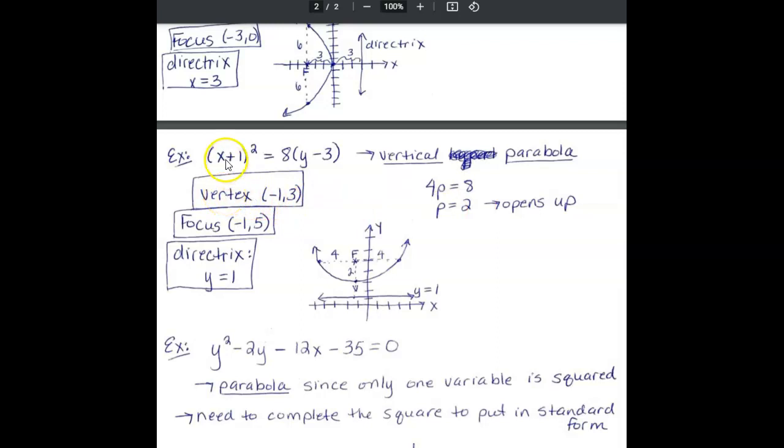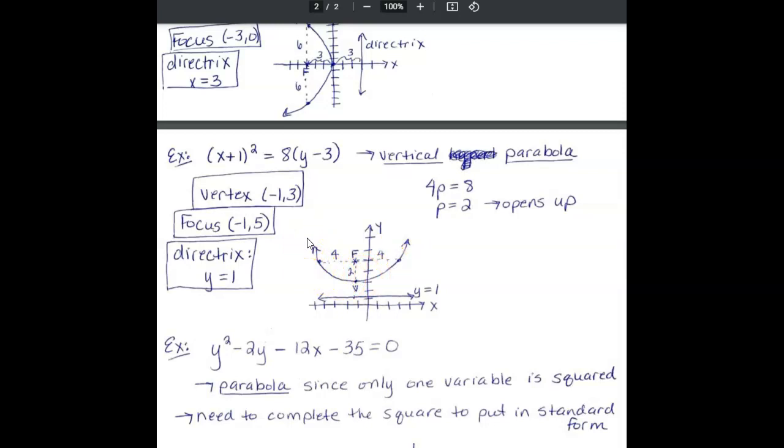Our vertex: h is negative 1, k is 3, so (negative 1, 3). We'd start right here, negative 1, 1, 2, 3, right here. We said p was 2, so we go up 2 to get to the focus. That lands me on the graph at (negative 1, 5). Then we double the value of p. If p is 2, we double that and get 4. So I can go 4 left and plot a point, or 4 right and plot a point. And then that would sketch my graph for me.